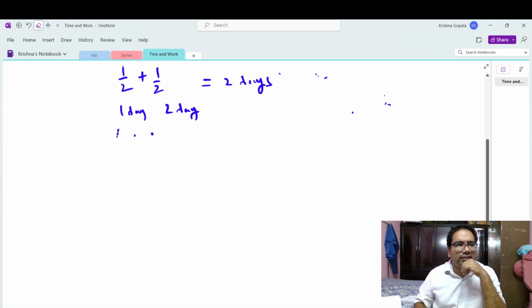Similarly, let's say I can complete the work in 3 days. That means the first day I will complete 1/3, the second day 1/3, and the third day another 1/3. So this is day 1, this is day 2, and this is day 3.